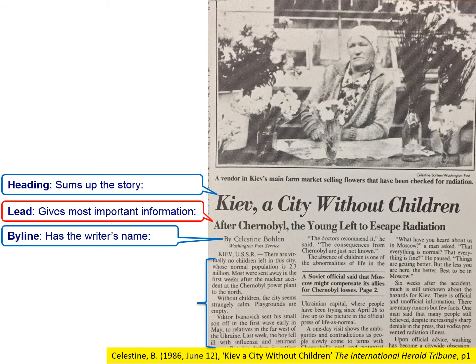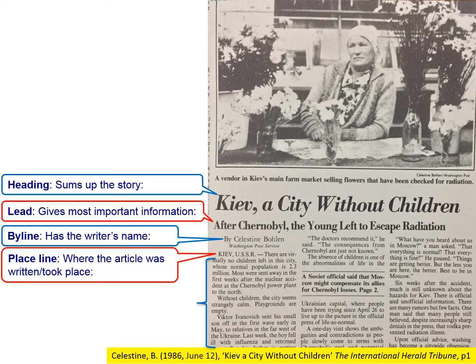And the byline has the writer's name, the person who wrote the article. So here it's by Celestine Bolin. And of course, sometimes the byline also includes the writer's specialty. That is the person interested or specialized in sports, crimes, food, current events, etc. And the place line, that is where the article was written or where the article took place.